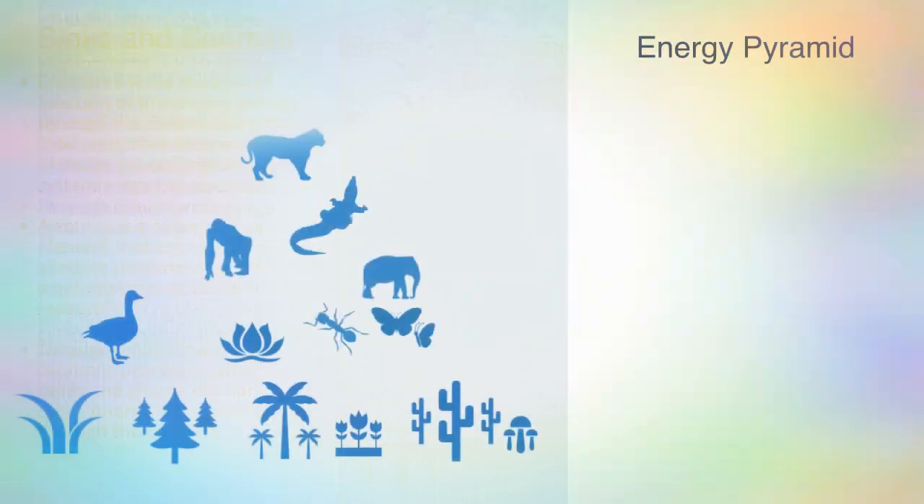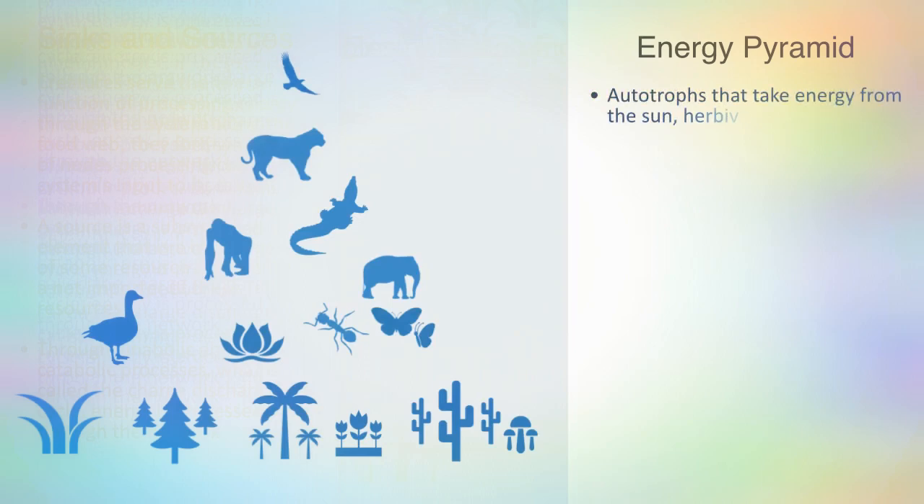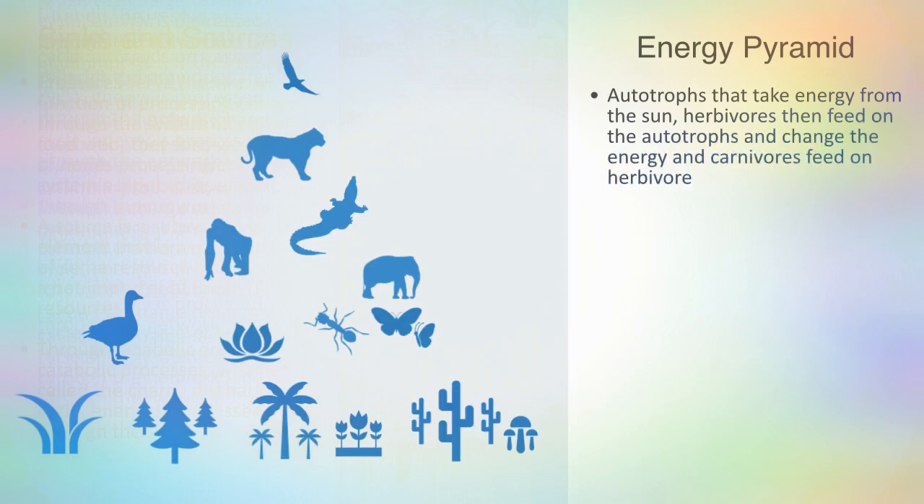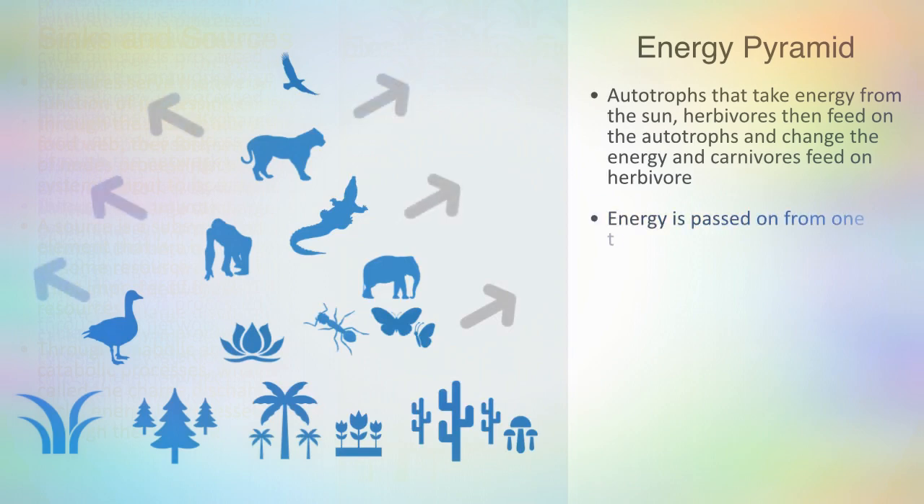An example of a full energy flow would begin with the autotrophs that take energy from the sun. Herbivores then feed on the autotrophs and change the energy from the plants into energy that they can consume. Carnivores subsequently feed on the herbivores, and finally other carnivores prey on the carnivores. In each case, energy is passed on from one trophic level to the next trophic level, and each time some energy is lost as heat into the environment.